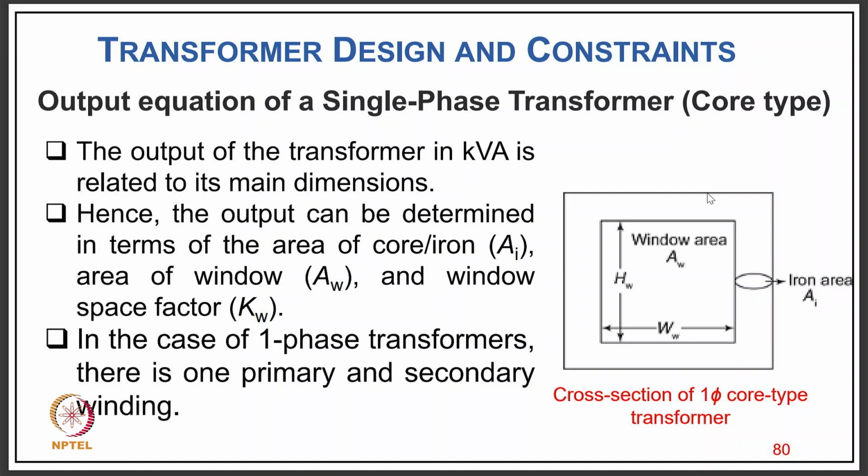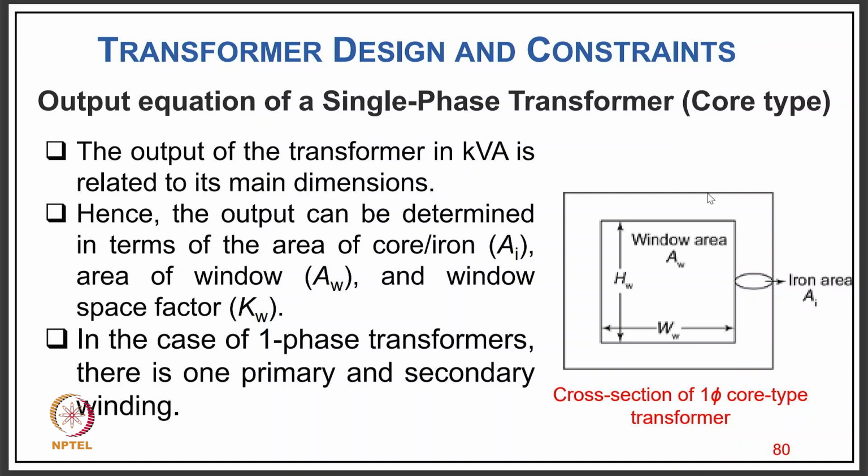So the output of the transformer in kVA is related to the main dimensions, and the output can be determined in terms of the area of the core or iron, that is Ai, the area of the window Aw, and the window space factor Kw. The window space factor comes in because you will not be filling the entire window space with winding, copper or aluminum conductors, but some area goes to insulation. So we account for that with the window space factor, and that depends on how much insulation is needed, so Kw is also affected by the voltage rating of the transformer.